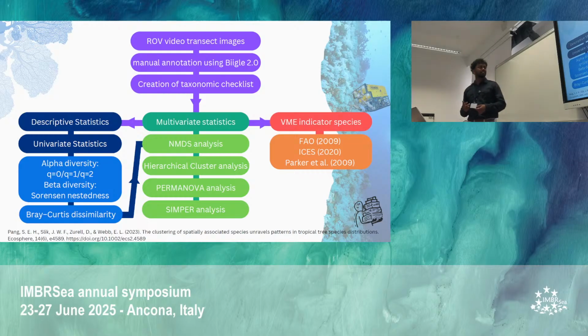I also used descriptive statistics to understand the broad-scale community structure, followed by univariate statistics, especially beta diversity and alpha diversity. For multivariate statistics, I used NMDS analysis, hierarchical cluster analysis, followed by PERMANOVA and SIMPER analysis. And finally, VME indicator species were identified based on the guidelines provided by FAO 2009 and ICES 2020.